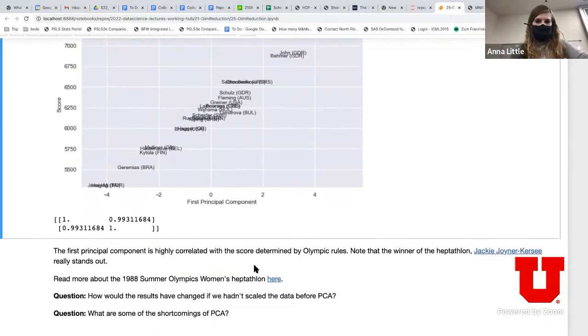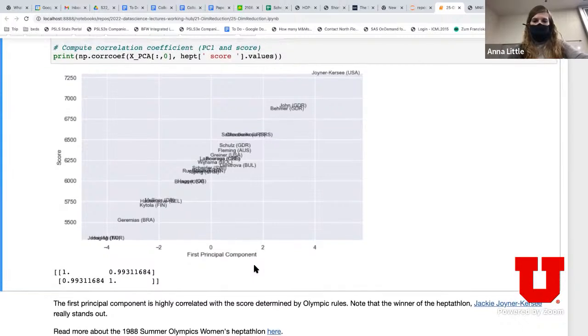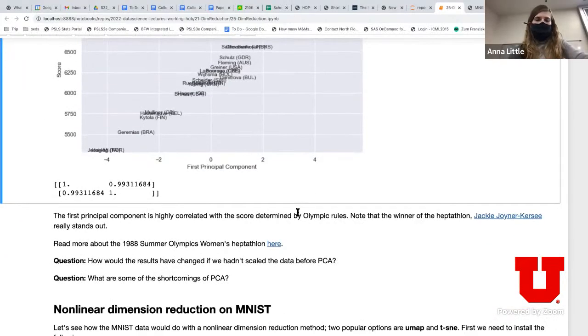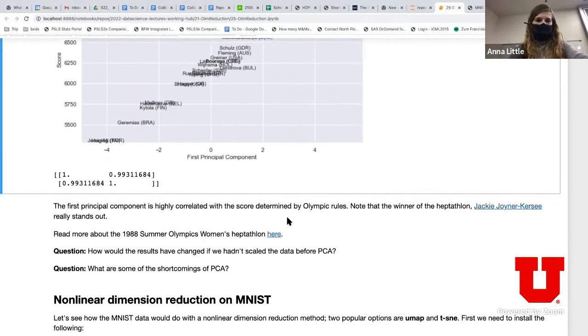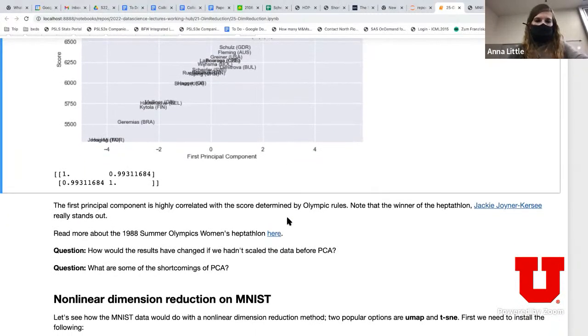Okay, so that's kind of neat. And so you can see the clear winner is Jackie Joyner-Kersee up here from the USA, who's well separated from the other data points. Okay, so we've talked about this a little bit.